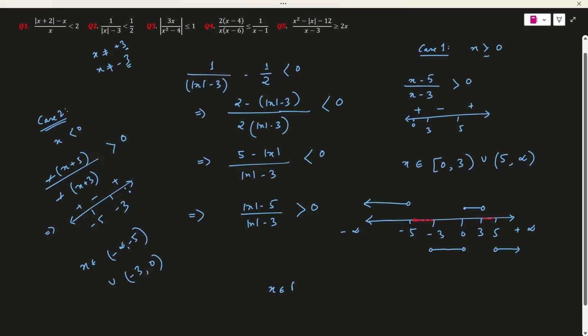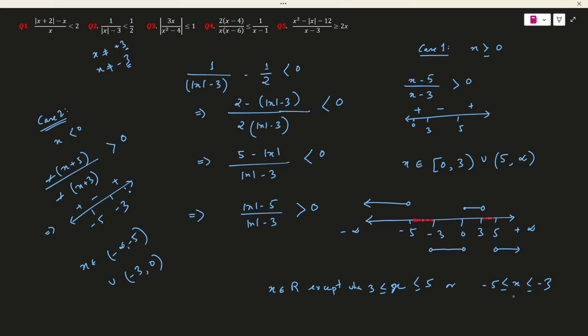x belongs to all real numbers except when x lies between 3 and 5, except when x lies between minus 5 and minus 3. So x belongs to all real numbers except when x lies between 3 to 5 or minus 5 to minus 3. Or you can also say that you can combine this.